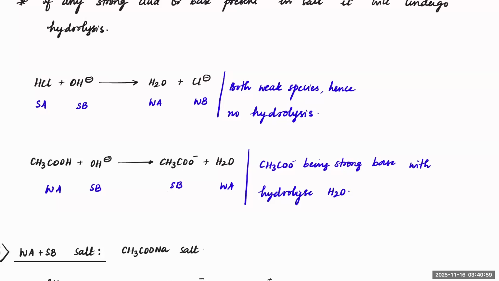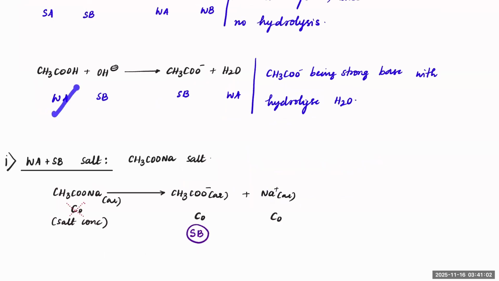Clear? But if you have a weak acid and a strong base, now the problem is that the strong base has been converted into a weak acid, which is water. But the weak acid, after the reaction, is converted into a strong base. So now this strong base part which you have, CH3COO minus, will have enough basic strength to break the water molecule. Hence we say that the sodium acetate salt will give salt hydrolysis.